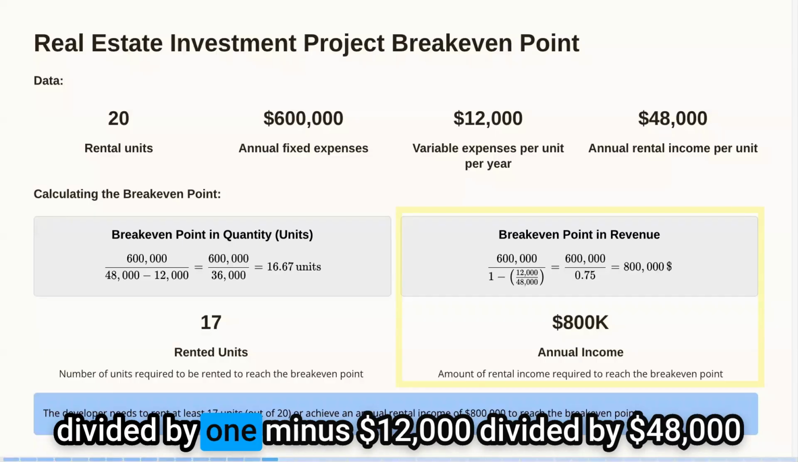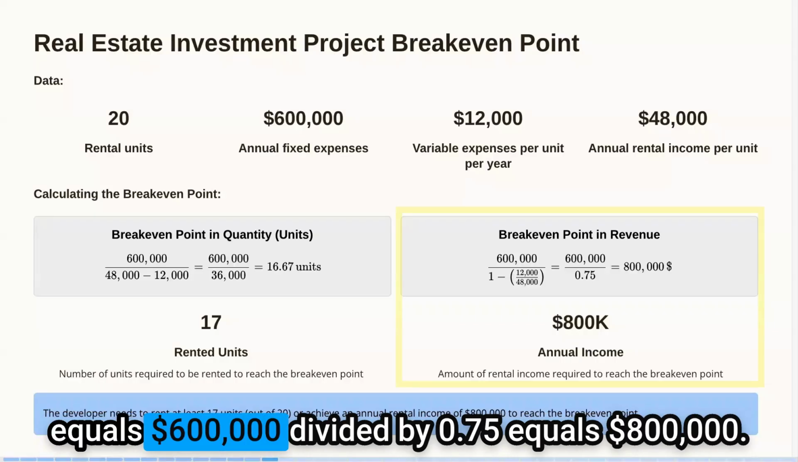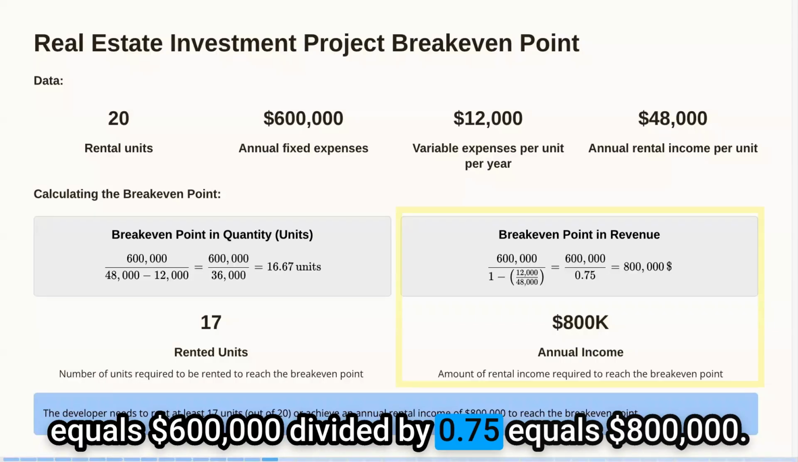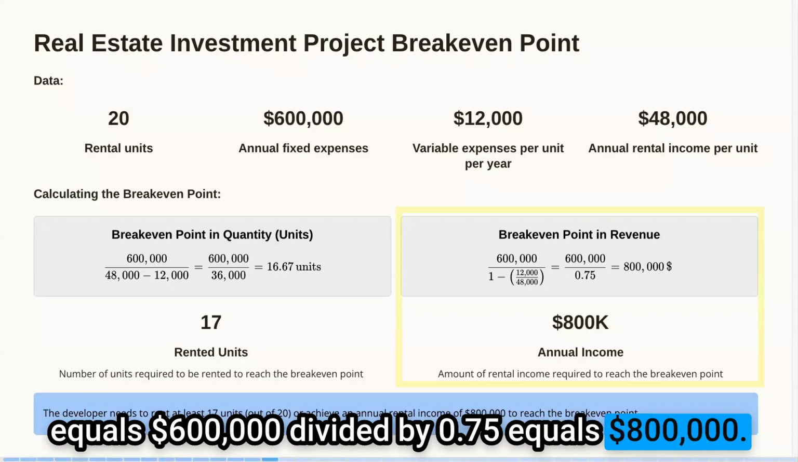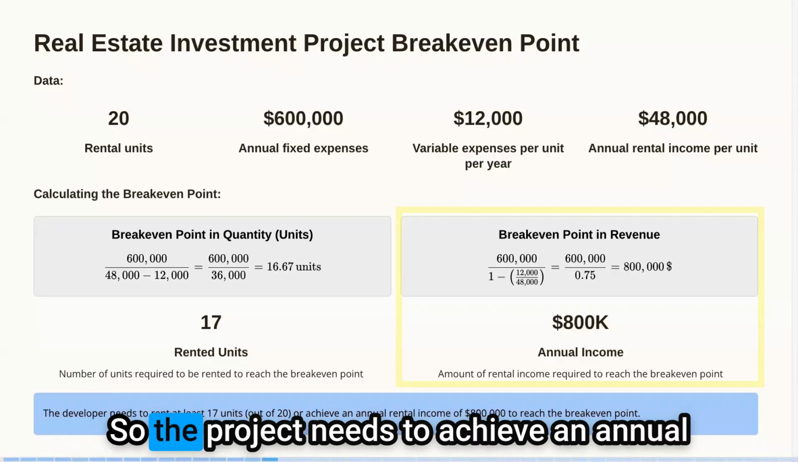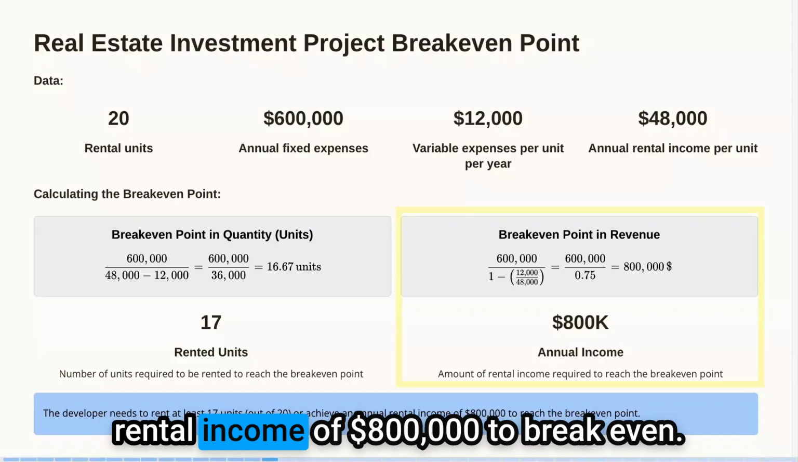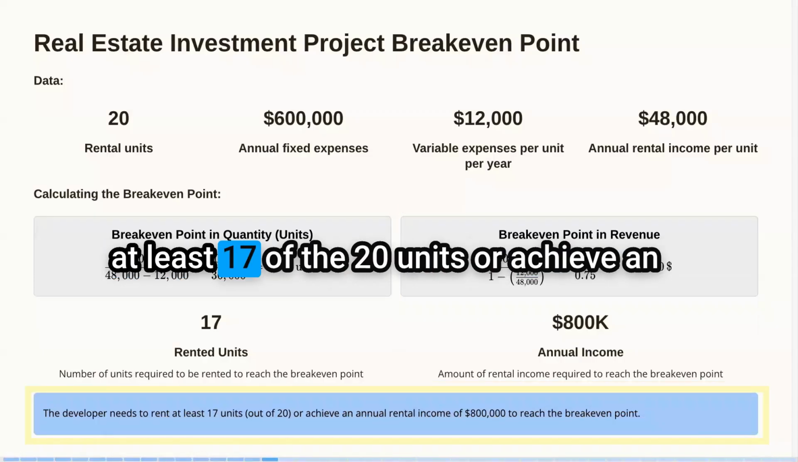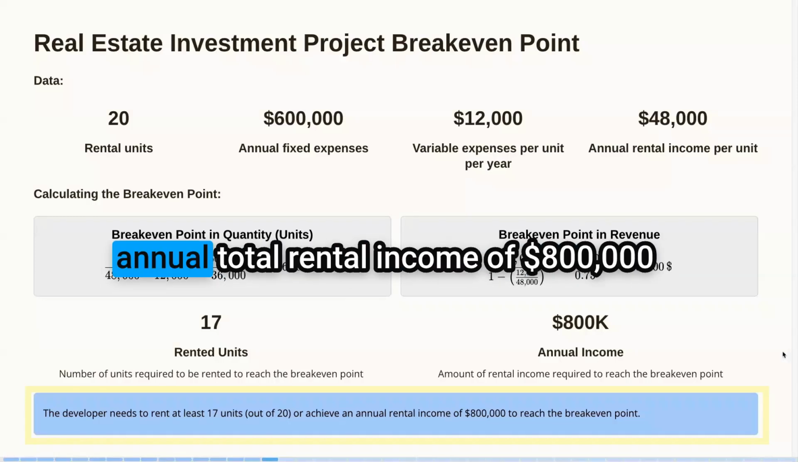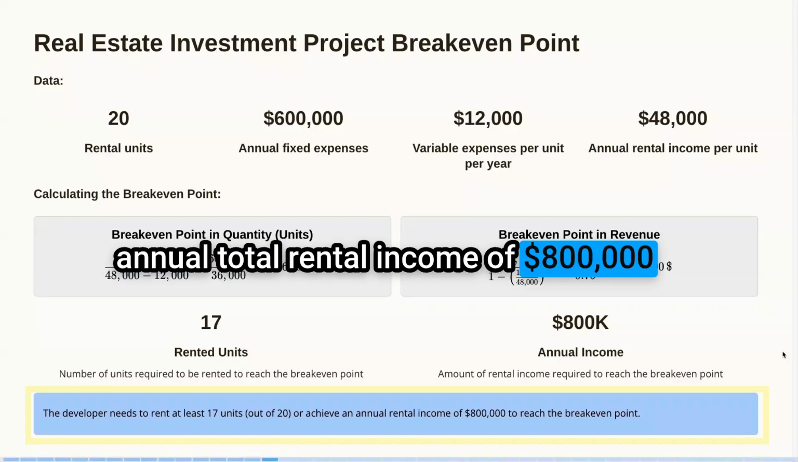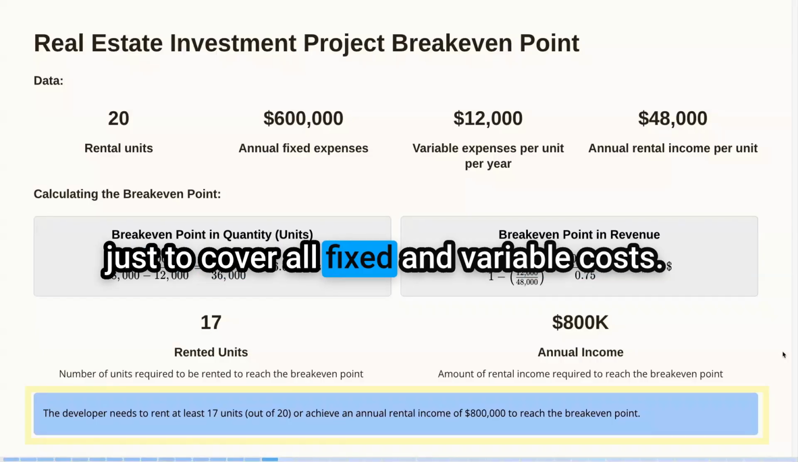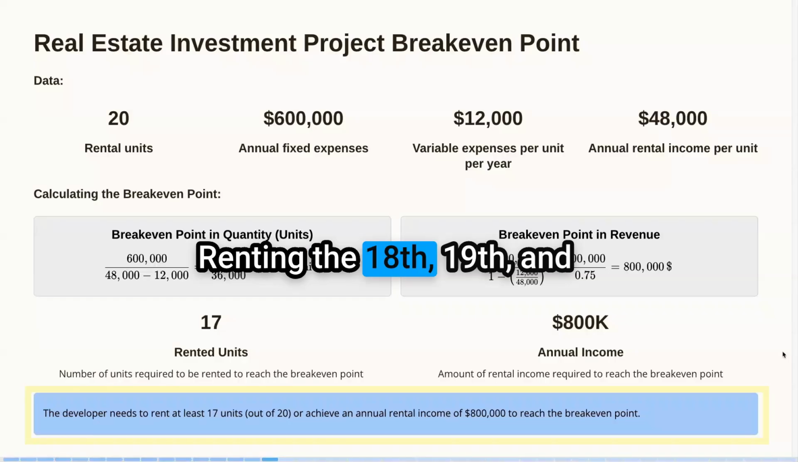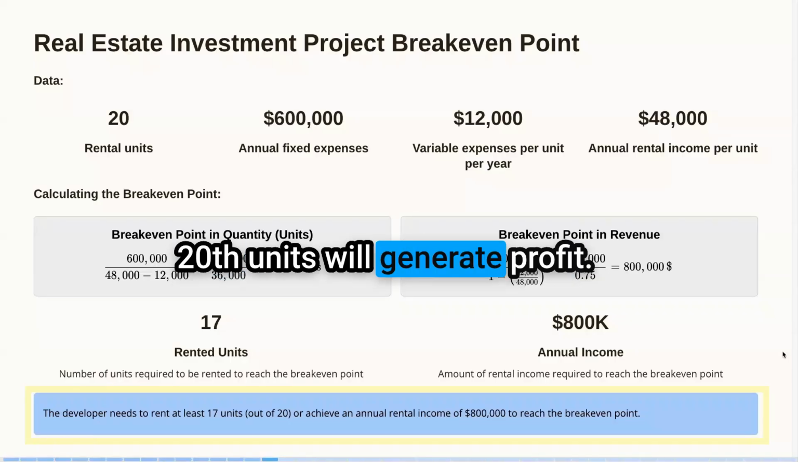$600,000 divided by 1 minus $12,000 divided by $48,000 equals $600,000 divided by 0.75 equals $800,000. So the project needs to achieve an annual rental income of $800,000 to break even. This means the developer needs to rent at least 17 of the 20 units or achieve an annual total rental income of $800,000 just to cover all fixed and variable costs. Renting the 18th, 19th, and 20th units will generate profit.